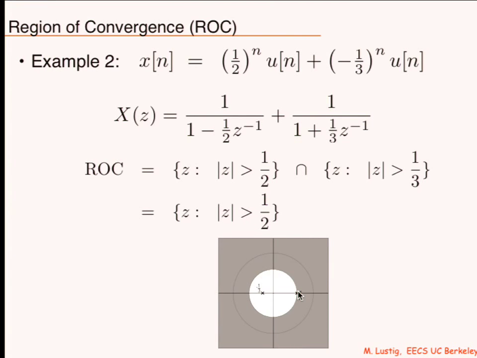I call these poles, because for those values the function goes to infinity. And the region of convergence is always going to be outside of the furthermost pole. Who has not seen this before? Oh, let's move on then.